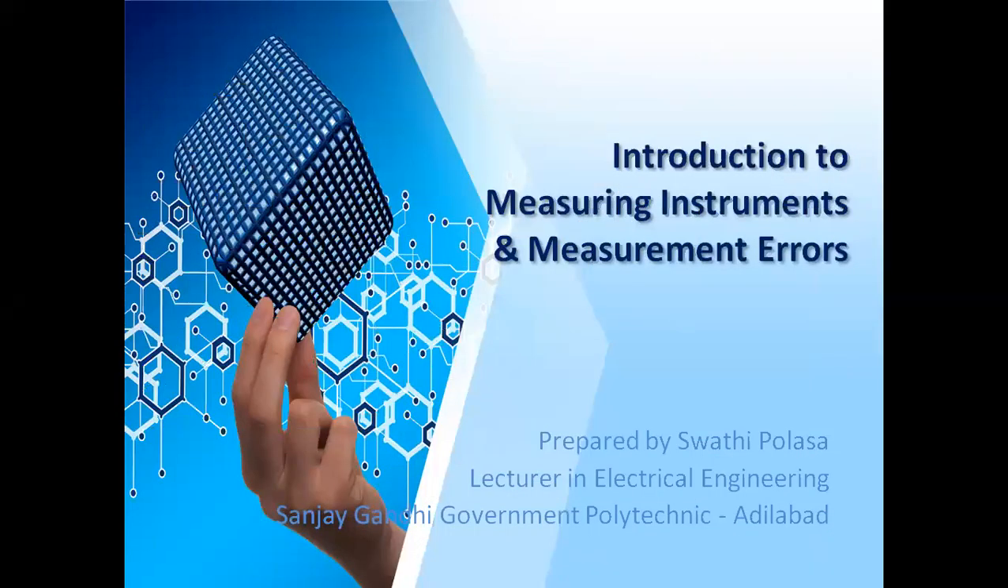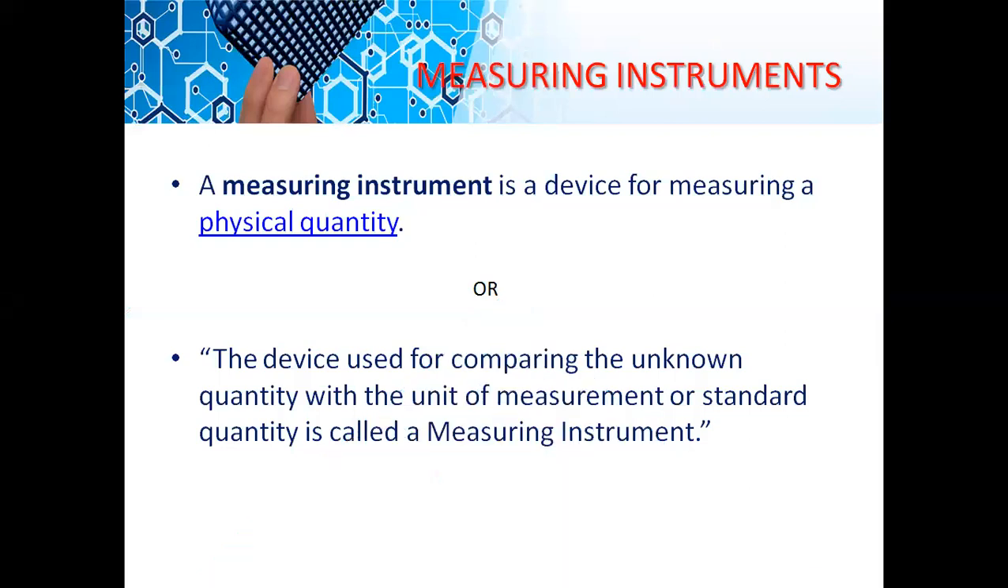So let's first take a look at what is a measuring instrument. A measuring instrument is a device for measuring a physical quantity. You must be aware of the thermometer. A thermometer is also a measuring instrument which measures the temperature or a temperature gradient. Similarly, we have different measuring instruments to measure different quantities like electrical quantity, mechanical quantity, etc.